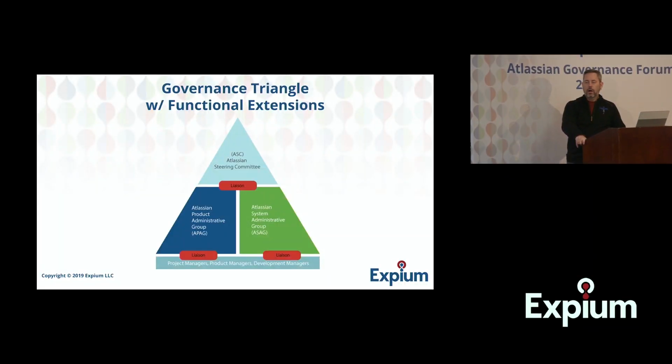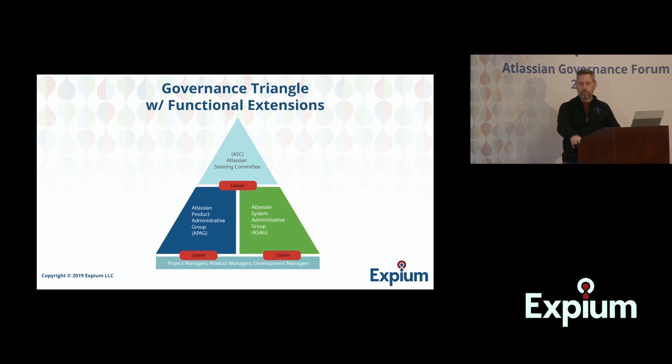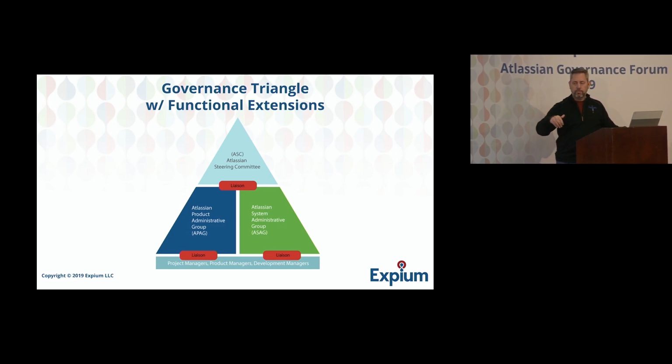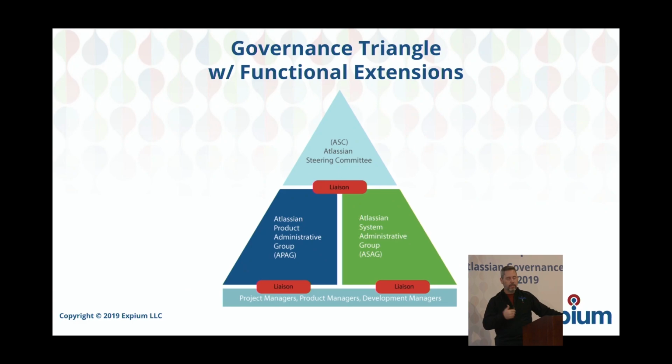Now, there's a reason why this blue section is down here at the base of the triangle. It's not technically part of the governing bodies, but the governing bodies are not going to be successful without it. These are the people that actually are going to be represented in the governing bodies. This is the group that is going to feed the governing bodies. This is the group that is going to make the governing body successful.